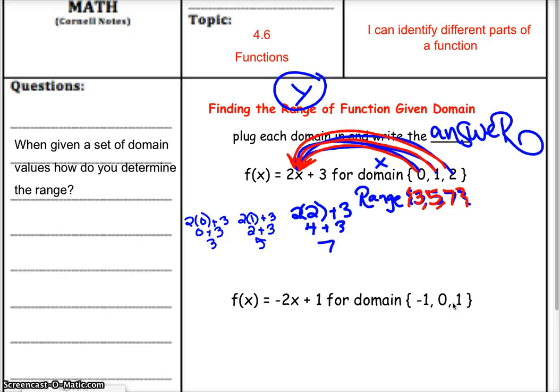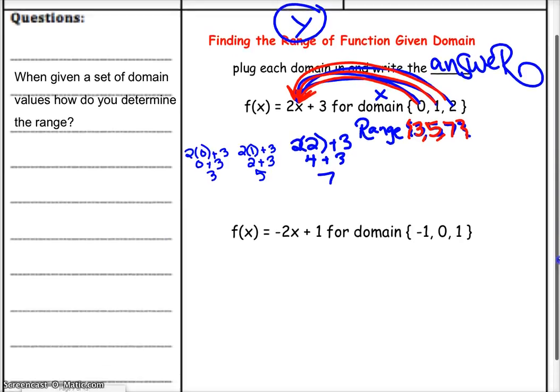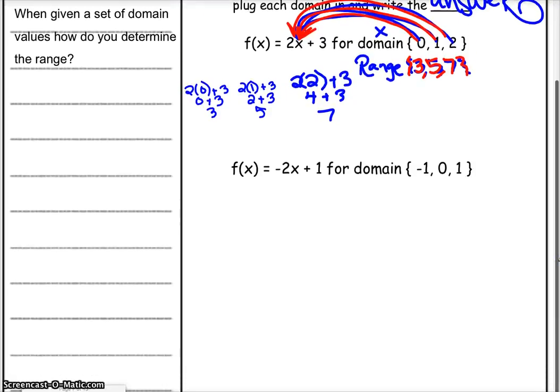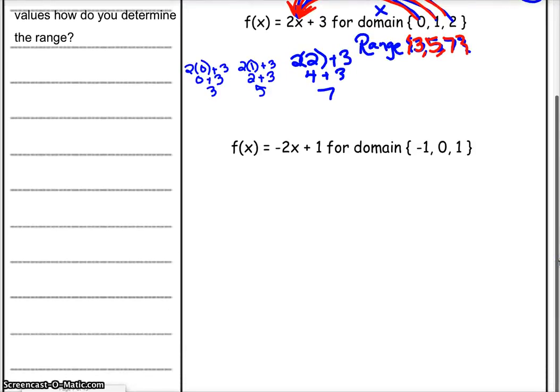All right, another one. If my function rule or equation is equal to negative 2x plus 1, for the domain negative 1, 0, and 1, remember domain is x. I want to find my range, which is y. Same thing. How many numbers should I get? 3. I have 3 different x's, so I should get 3 different y's. That's what should happen.